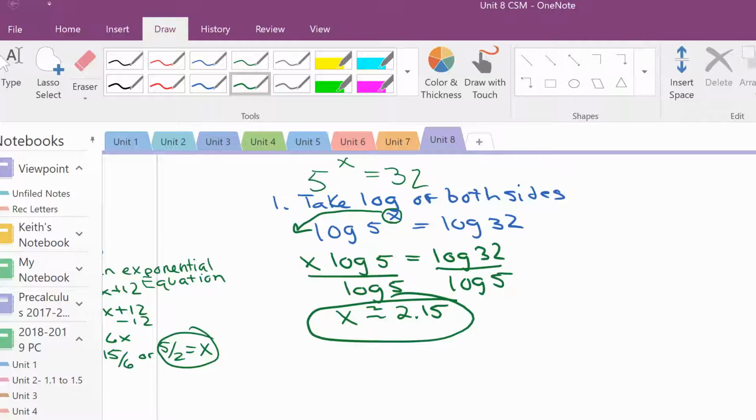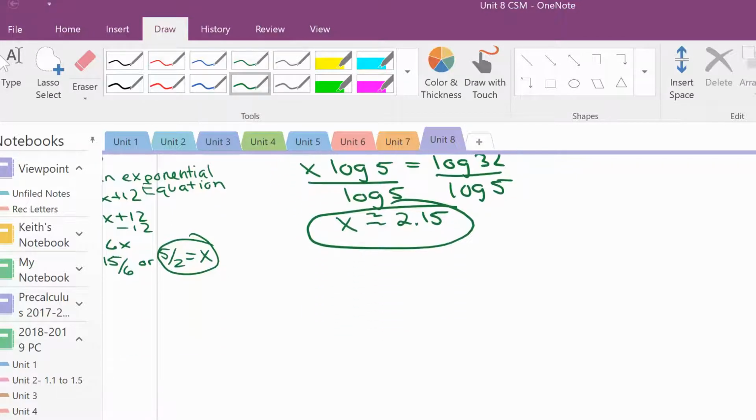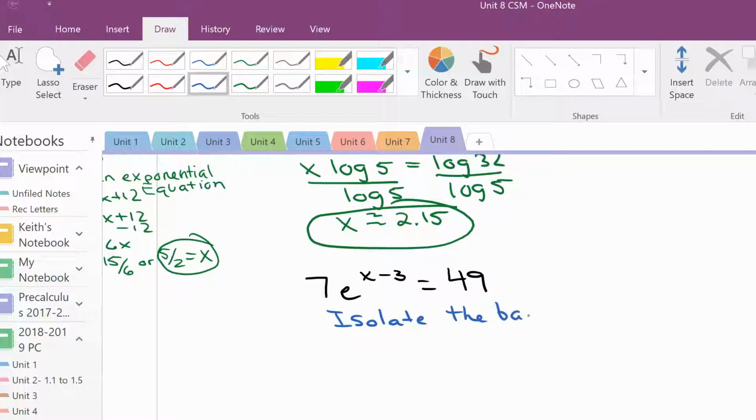So for the second one, where it says 7e to the x minus 3 equals 49, before we take the log, we need to isolate the base. So that means we're going to divide by 7 to get the e by itself, because e is the base of the exponent.